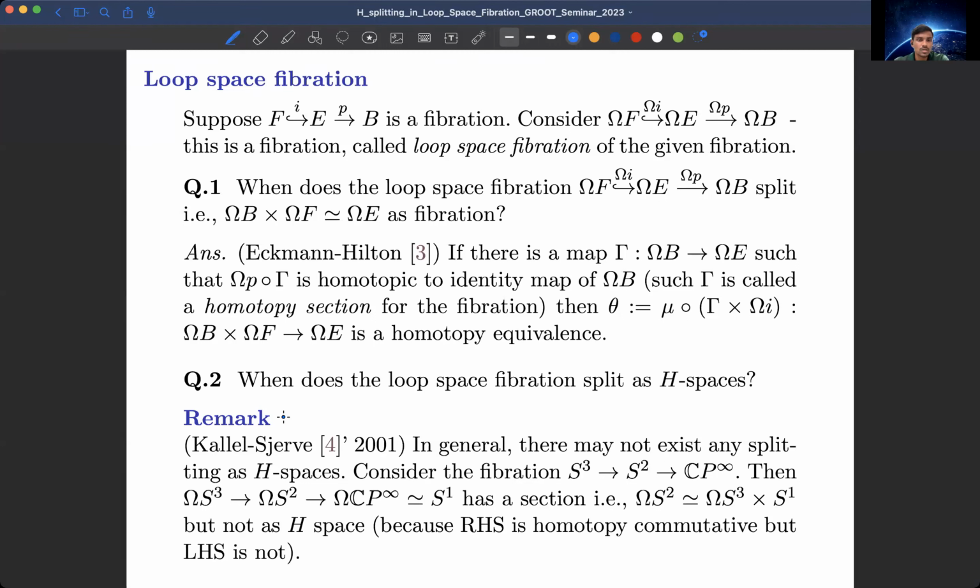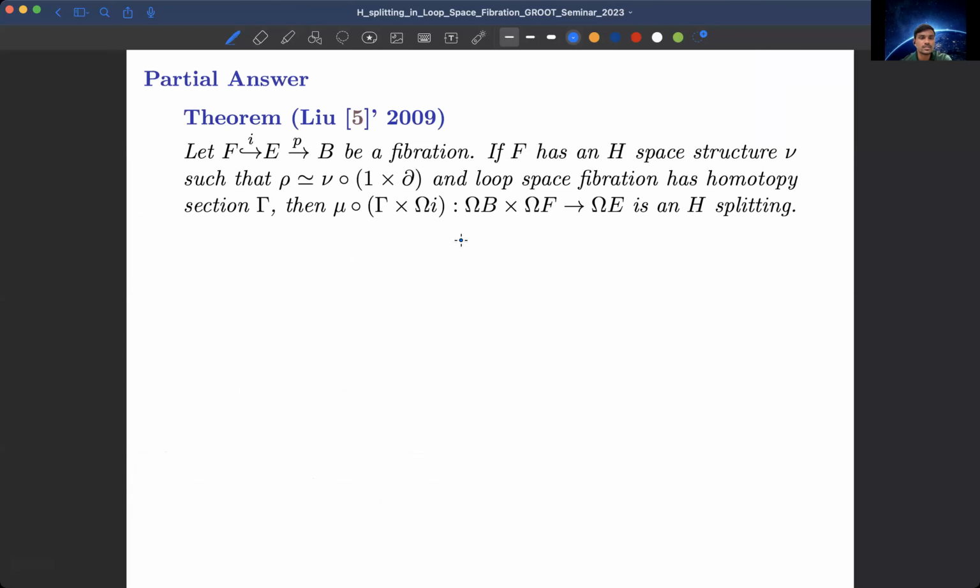Okay, so the question at least makes sense: you may have a fibration that splits just as a homotopy equivalence, but may not preserve those structures. To answer this, Liu gave a partial answer. It says that if you have a fibration F → E → B, and F already has some H-space structure, let's say ν, meaning the multiplication on F, and it satisfies the additional condition that ρ is homotopic to ν composed with 1 ⊗ ∂, I'll explain what ν and ρ are for a fibration.